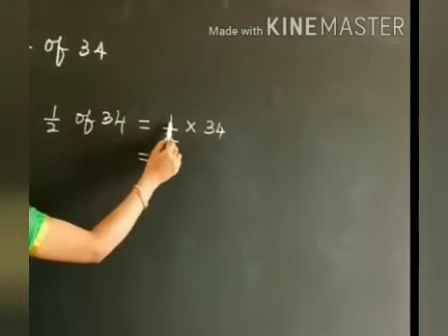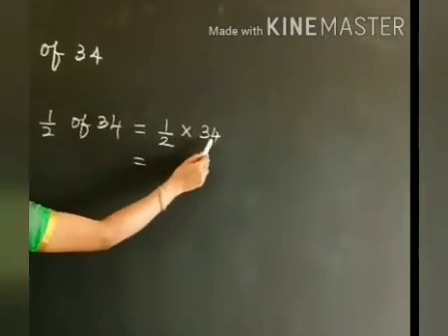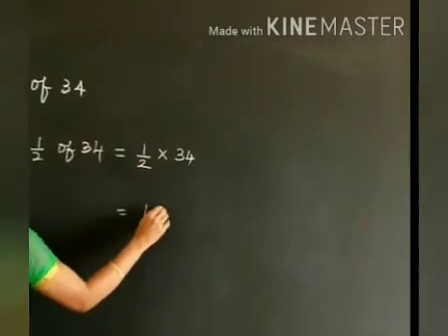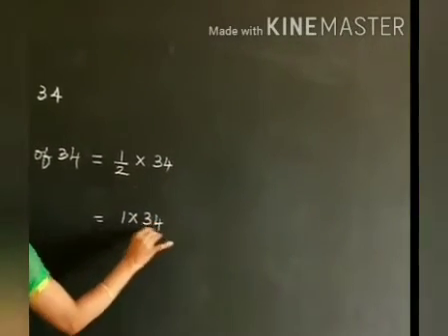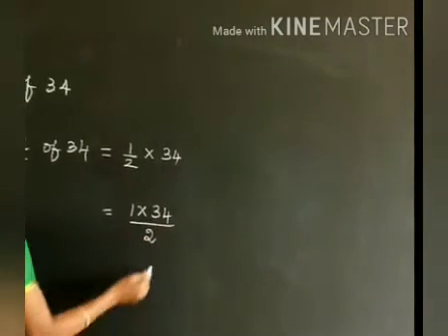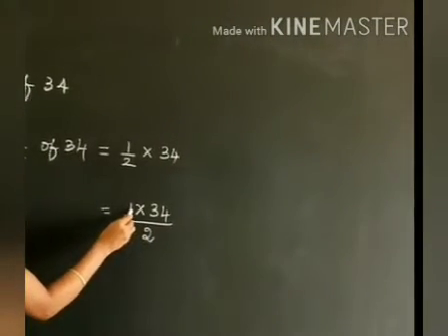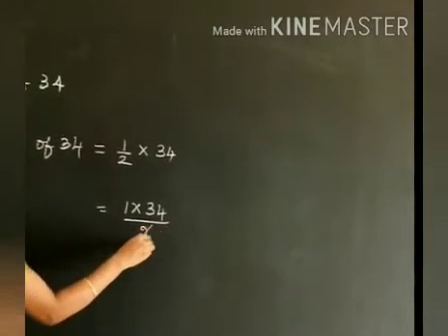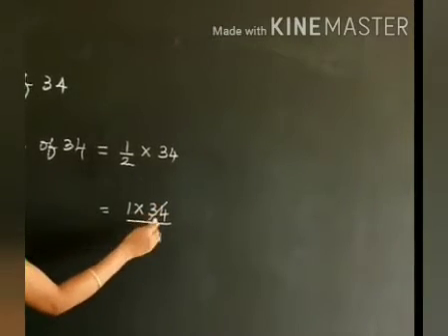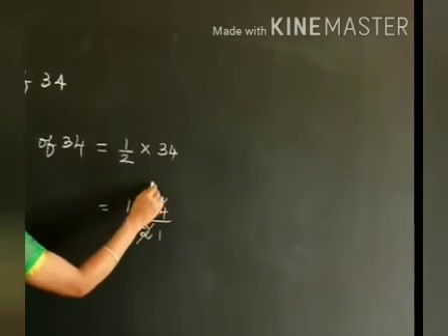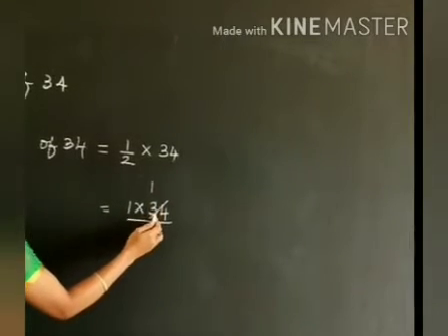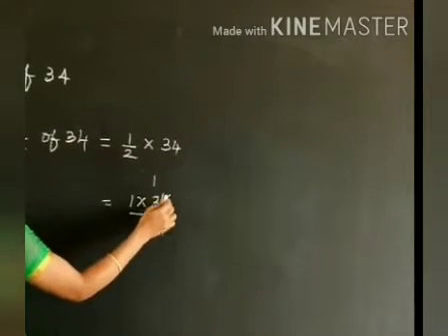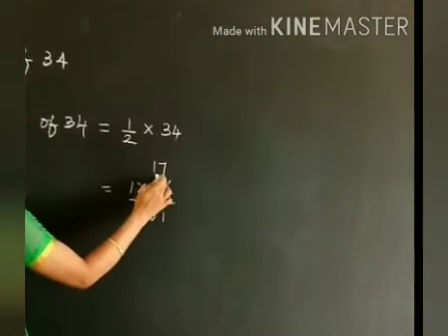So how do you write? The numerator of the fraction into the whole number, divided by 2. What is the numerator of the fraction? 1 into the whole number 34, divided by 2. In the 2 table it is not possible to cancel 1, so we take 34 in the 2 table. First we take 3. 1 2s are 2. 3 minus 2, remainder is 1. Now the number is 14. 14 in the 2 table, how many times?